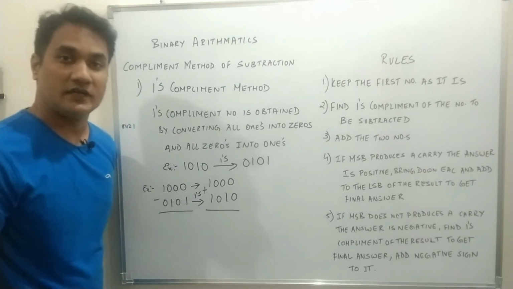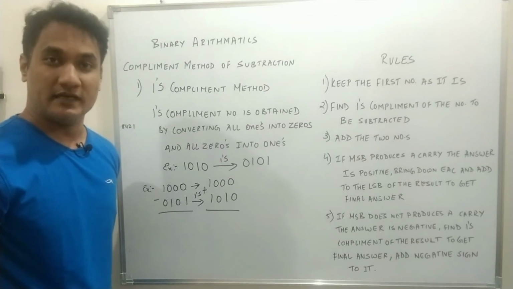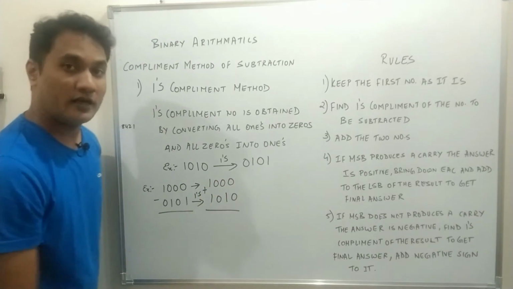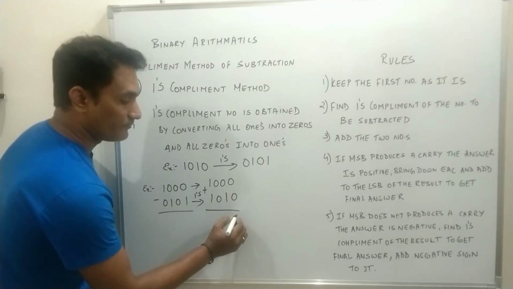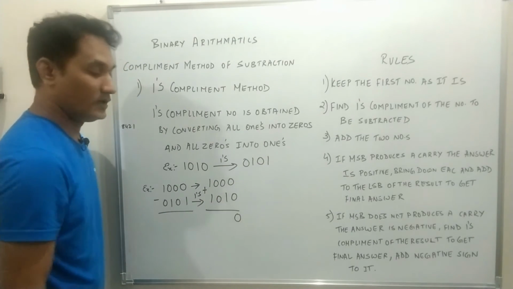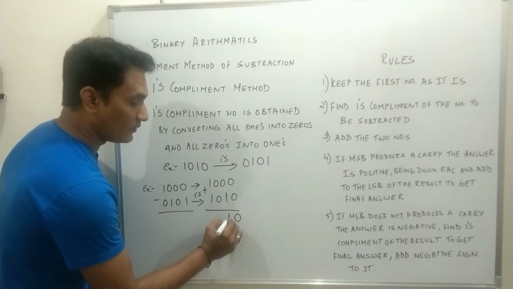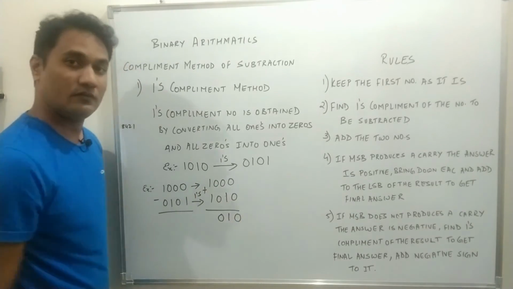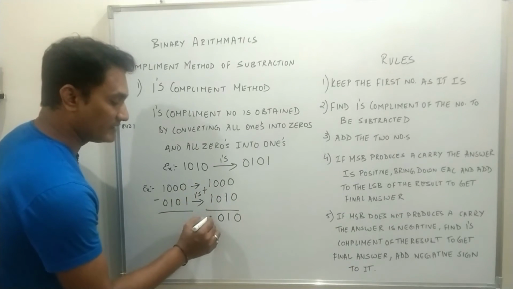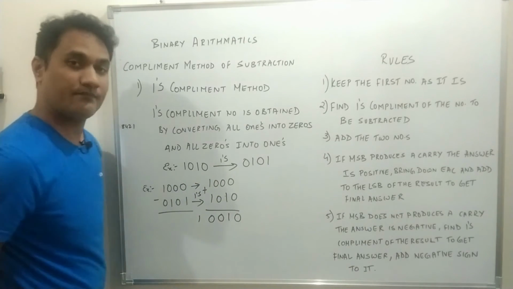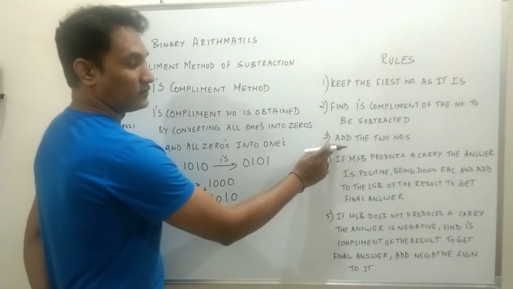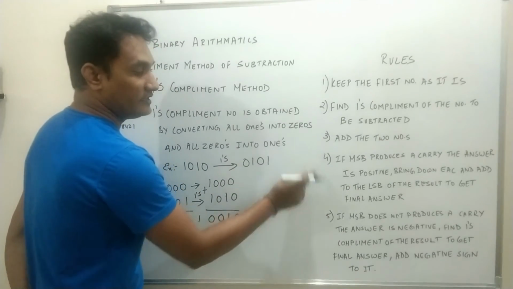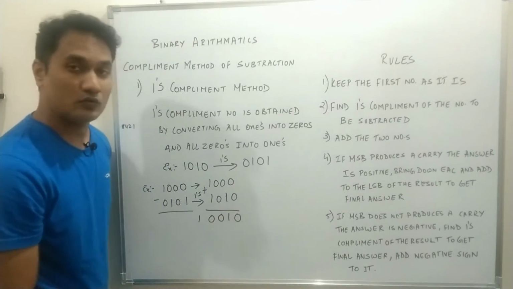In binary arithmetic, we have already studied the rules for binary addition. The same rules we have to apply over here. Starting from LSB, we have to keep on adding. What is 0 plus 0? 0. 0 plus 1? 1. 0 plus 0? 0. And 1 plus 1 is 10. Right? So the third rule has been done, add the two numbers, and then we have to check either for fourth or fifth, whichever it is true.